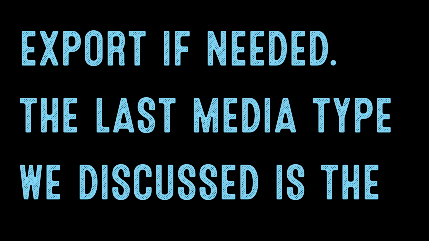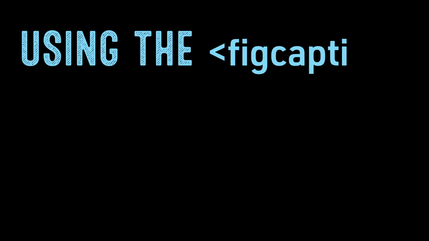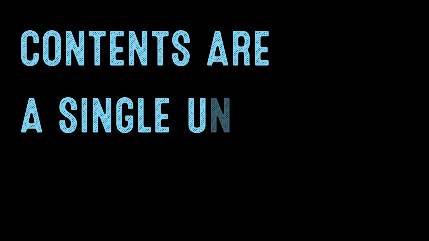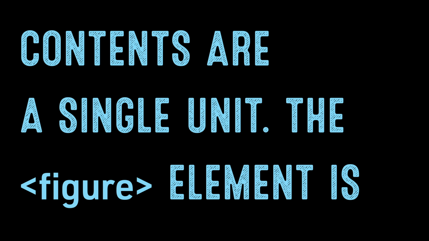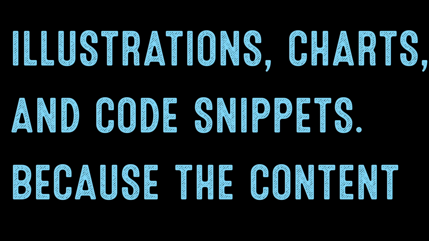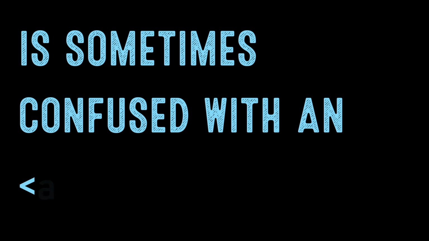The last media type we discussed is the use of the figure element and its optional caption using the figcaption element. A figure, its caption, and contents are a single unit. The figure element is generally used for images, diagrams, graphs, infographics, illustrations, charts, and code snippets. Because the content is considered self-contained, the figure element is sometimes confused with an aside.